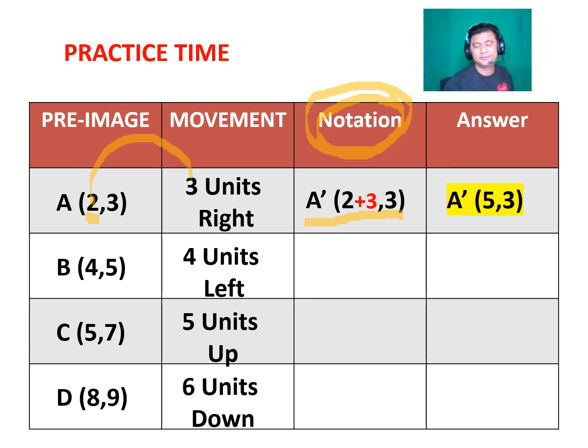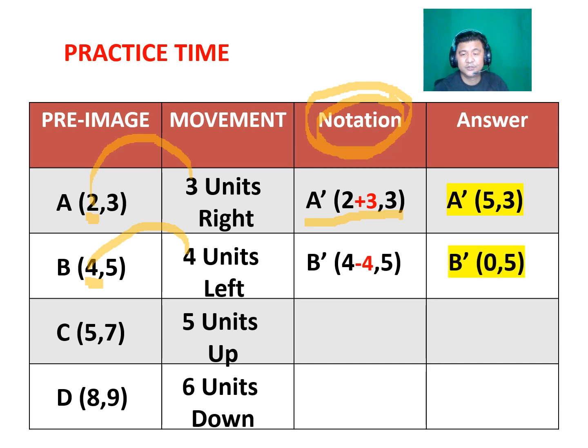Pause. All right, ready? Here it is. So now we're moving to the left. Again, x will be affected, but I won't add. I will now subtract. So 4 minus 4, comma 5, which will be 0, comma 5. Be sure you label with a prime. Be sure the numbers are in a parenthesis. That's how you write it.